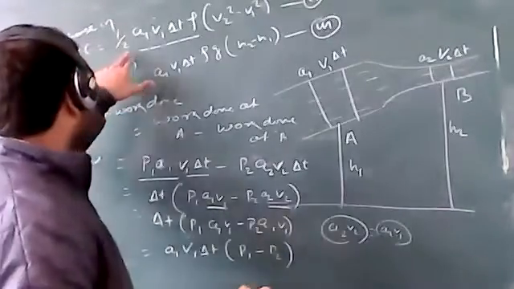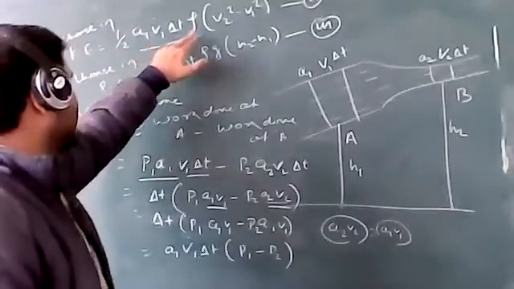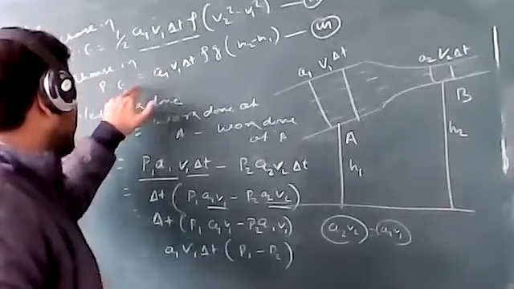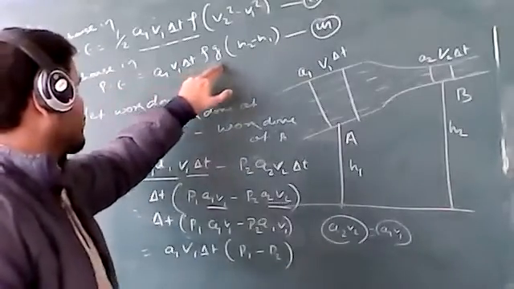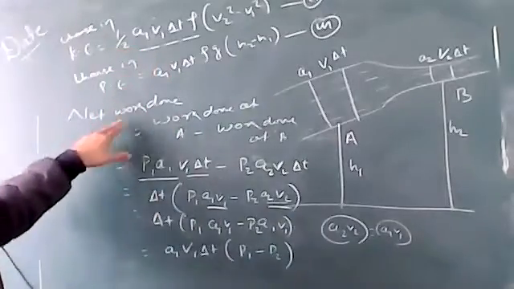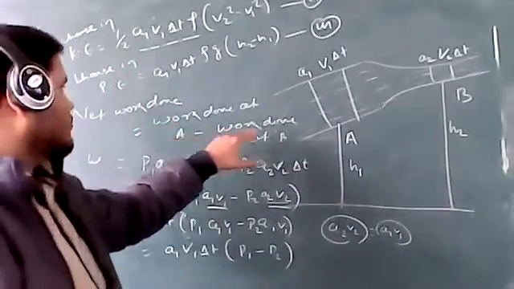That means kinetic energy we have found out: half into A1 V1 delta T into rho into V2 squared minus V1 squared. Change in potential energy means A1 V1 delta T into rho G into H2 minus H1, that is the potential energy. And the net work done means work done at point A minus work done at point B.